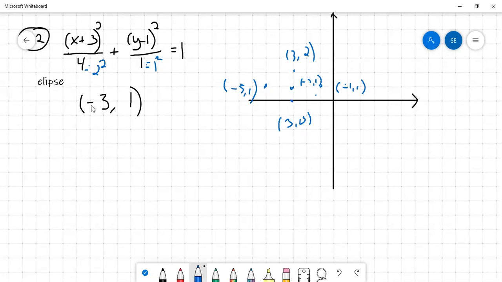So we added and subtracted 2 to our x value to get to our major vertices, and we added and subtracted 1 from our y values to get to our minor vertices. So we can draw this ellipse now, okay?